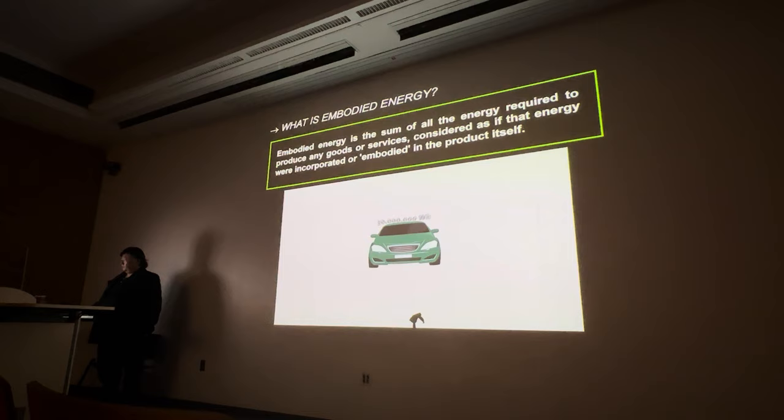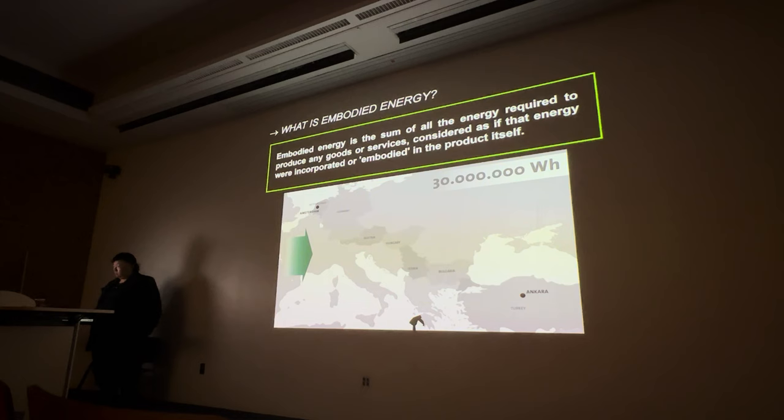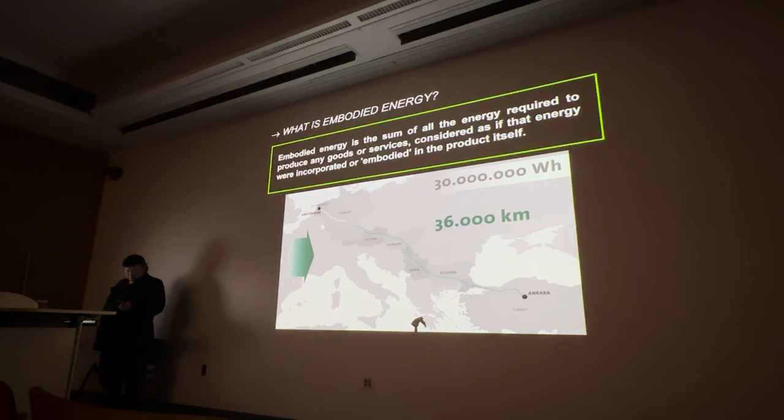Cars have already spent a lot of energy before their wheels even drive 1 meter. Today's mid-range car consumes 30,000 kilowatt-hours of embodied energy. With this energy, the car drives 36,000 kilometers. For instance, 5 times from Accra to Amsterdam and back.